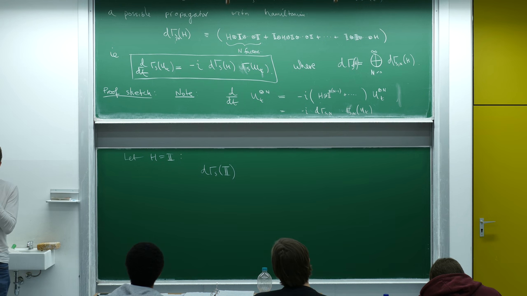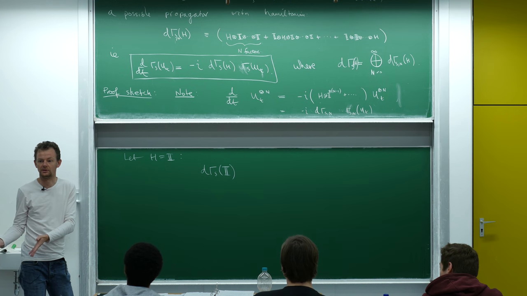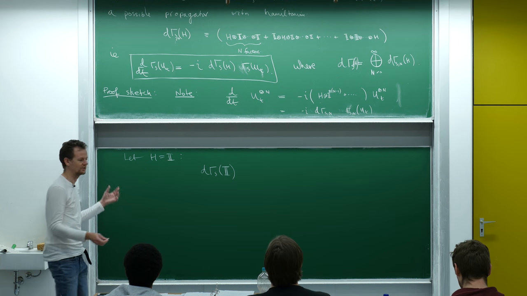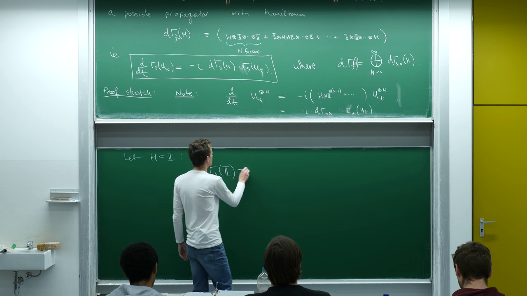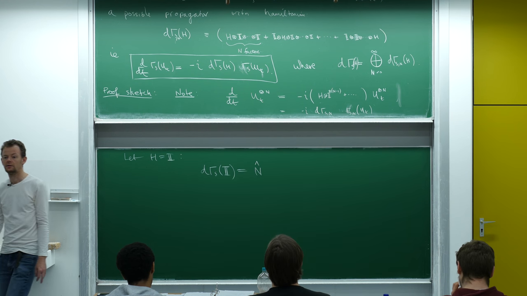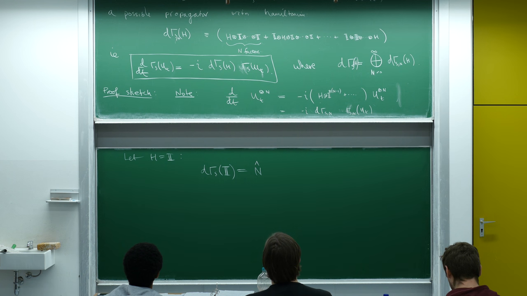The many particle version of this phase change operation, well, the first thing you might think to write down is the identity. It feels kind of right, but it's not. Actually, we call this the second quantized Hamiltonian, from the identity is the number operator.